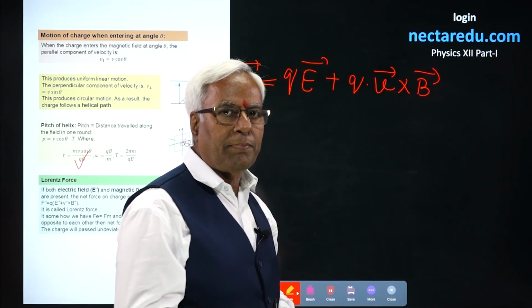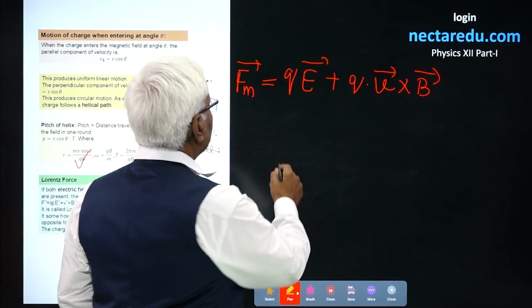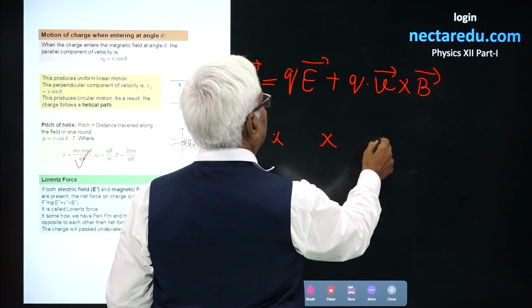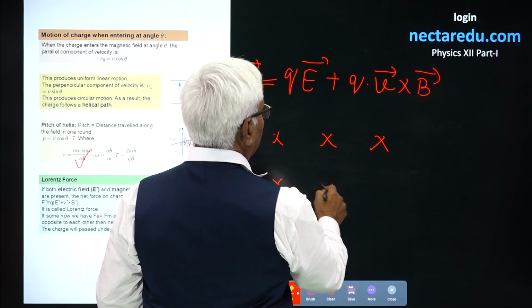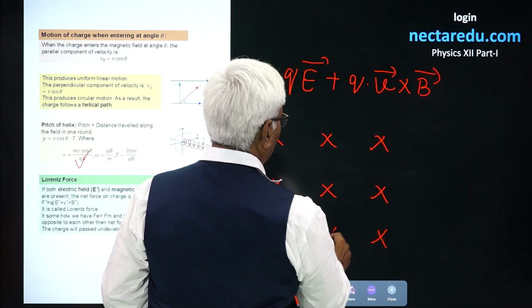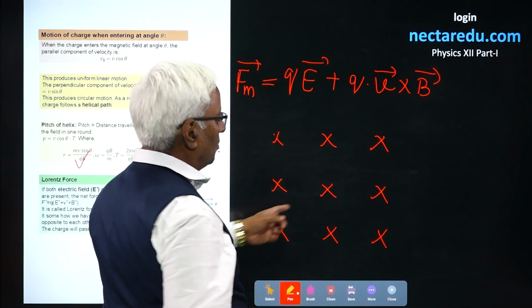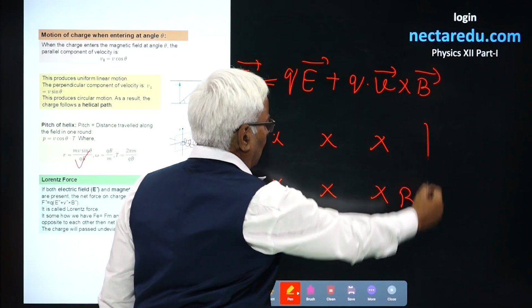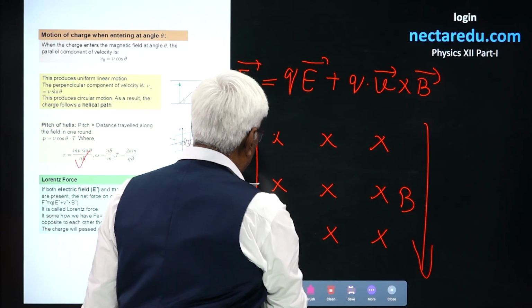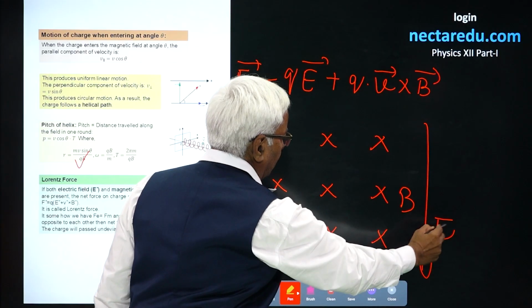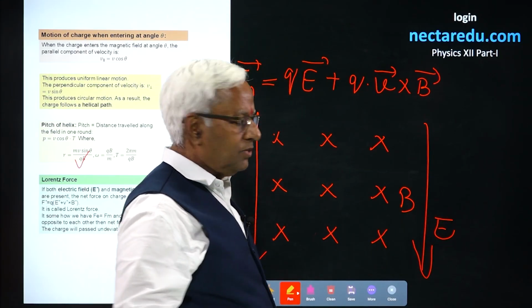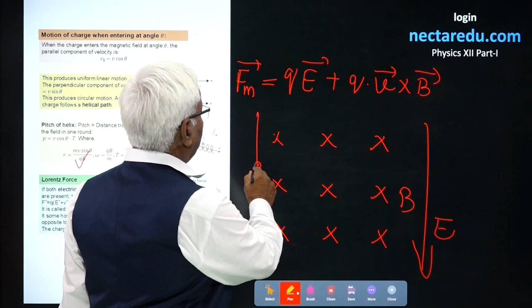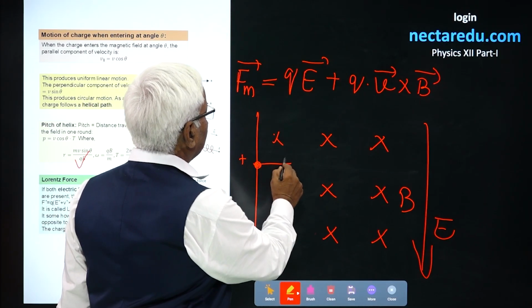I'll just try to depict with the help of a diagram. You just imagine that there is a magnetic field that's normally inward. To represent this kind of field, you always use the cross. And also, let's suppose that there is an electric field vertically downward this way, and the charge, as I told, is positive, that's entering the magnetic field. This is a positive charge this way.